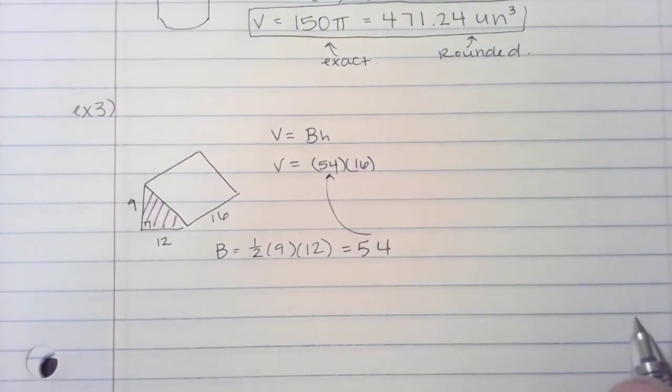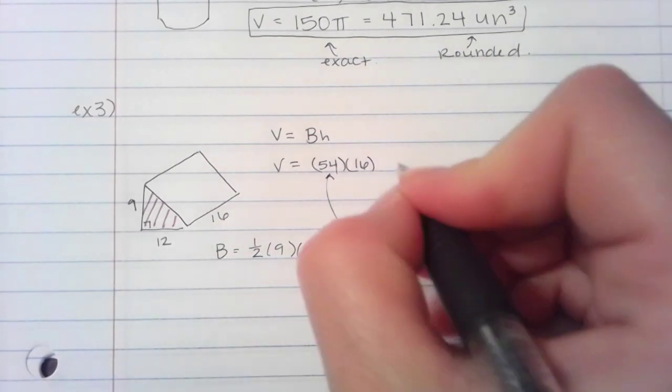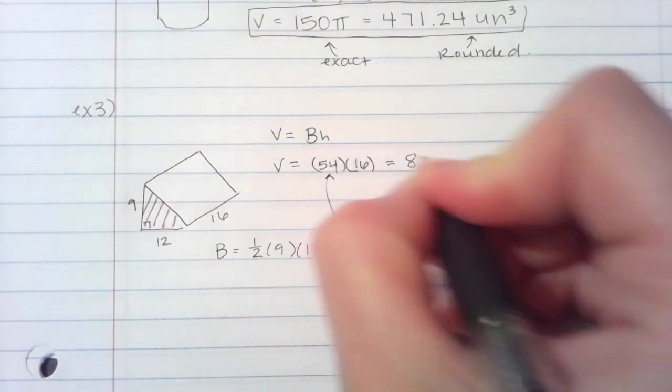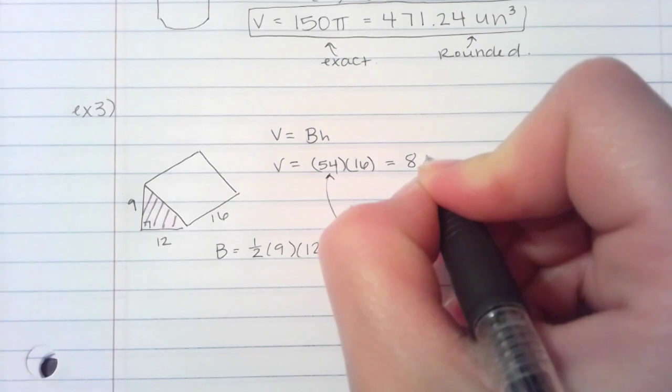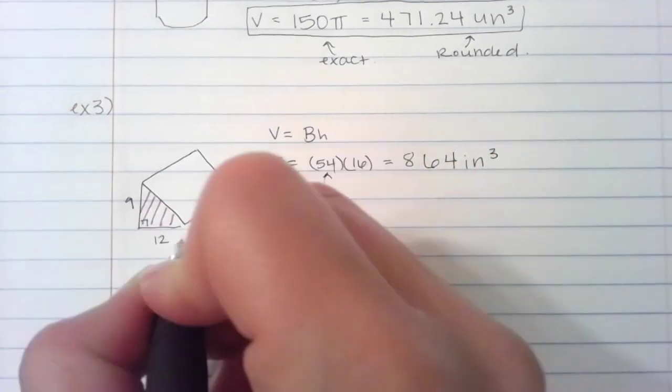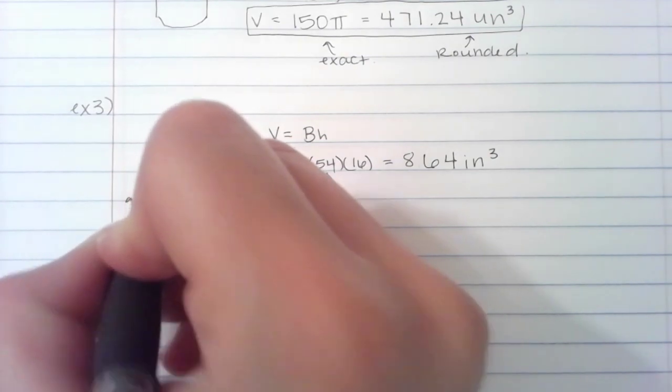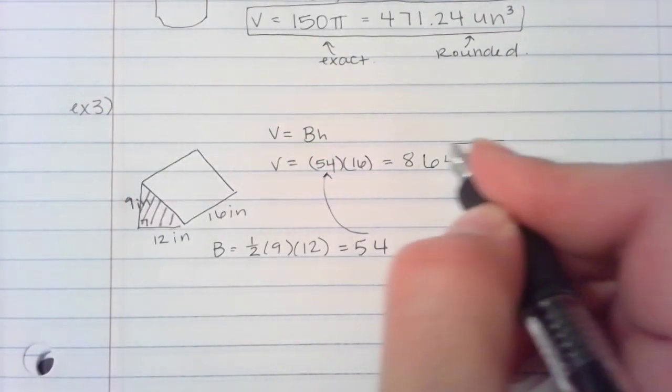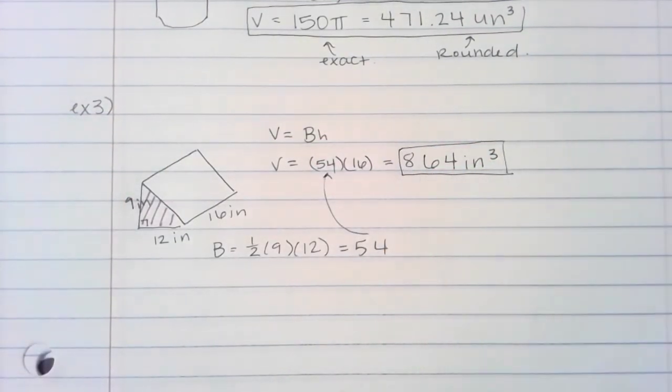Type that in your calculator, do it longhand, I don't care. Either way, you should get 864 inches cubed. It would be inches if I had inches over here, which I'm going to add them right now, because whoopsies. And that's how you'd find the volume.